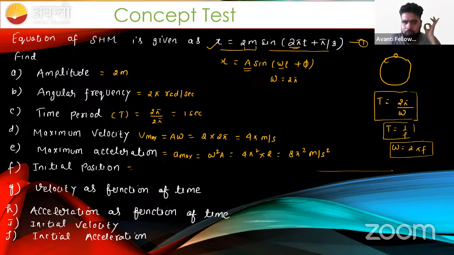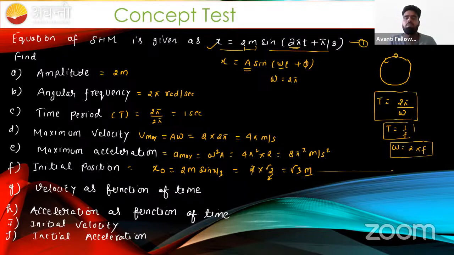Say this is equation number 1. Once we put t equal to 0, this equation will become x naught, meaning the position of the particle at t equal to 0. We can write 2, and with t equal to 0, this will become sine pi by 3. I hope everybody knows the value of sine pi by 3: root 3 by 2. So this will become root 3, and the unit of position is meter. I hope you are enjoying the class.